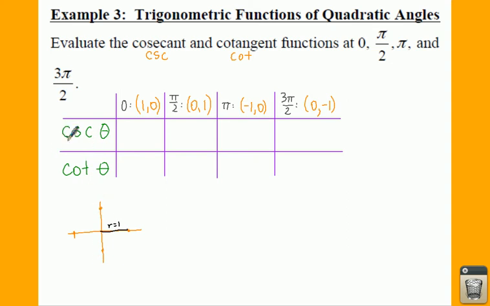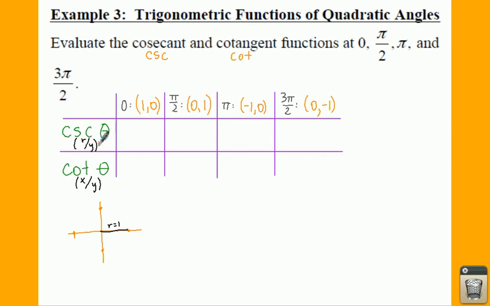So your cosecant is going to be r over y. So all these are going to be like a 1 over something. Cotangent is going to be x over y. So we have to go through here and simplify these.